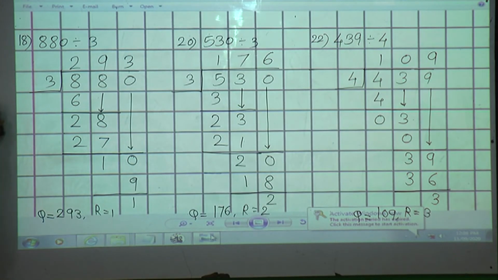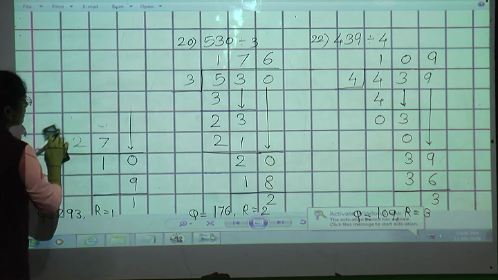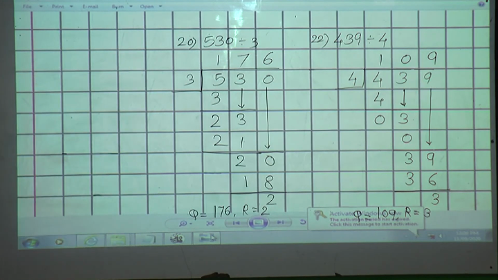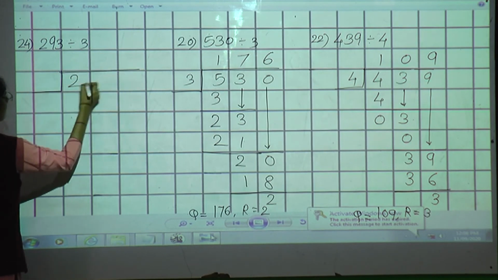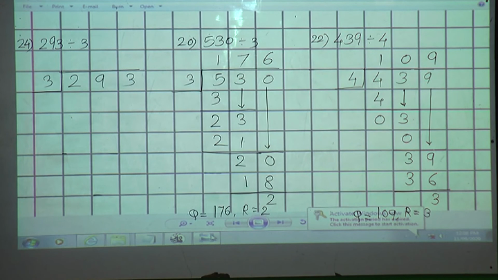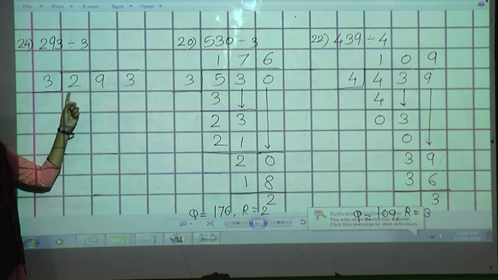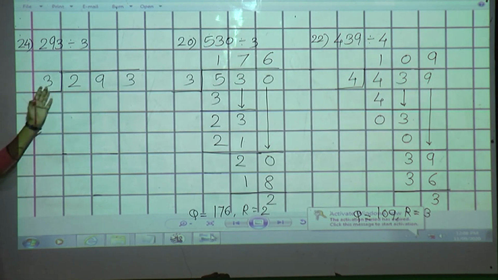Then next example, number 24. 293 divided by 3. Now see the hundreds place. At hundreds place there is 2 and 2 is smaller than 3. So we can't do 2 by 3. So what we will do? We will take both the numbers together. 29 is there. Okay. Now in 29 how many 3s are there?